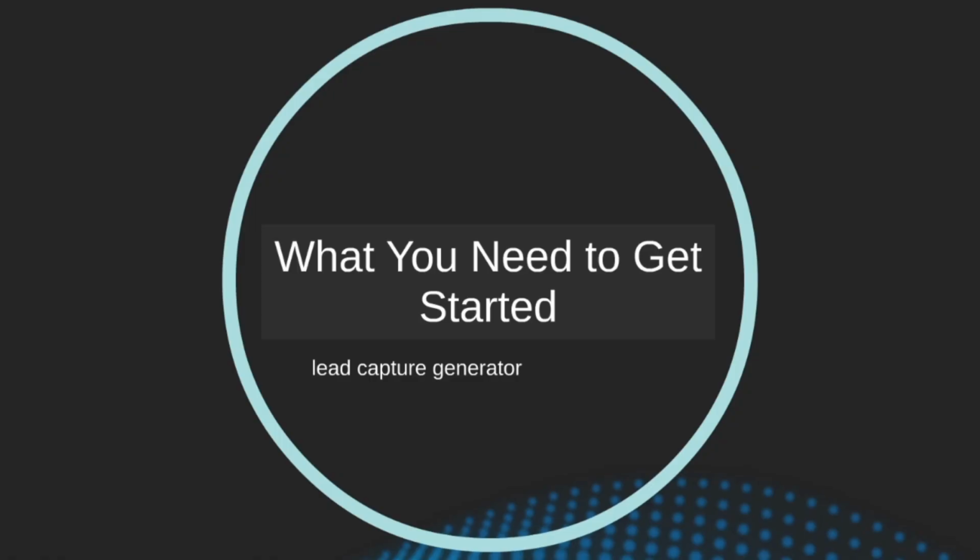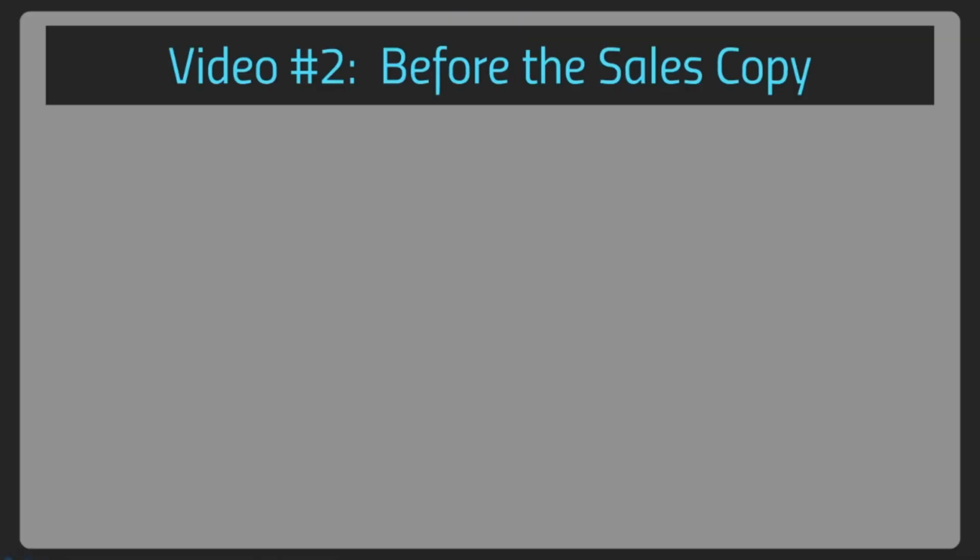Before we end this video, I want to talk about what you need to get started. For now, what you really need is a lead capture generator. In other words, you need the ability to create lead capture pages, and to connect that lead capture page to some sort of autoresponder like getresponse.com or even aweber.com. Now let's move on to video number 2 and talk about what you need to have before we talk about sales copy.